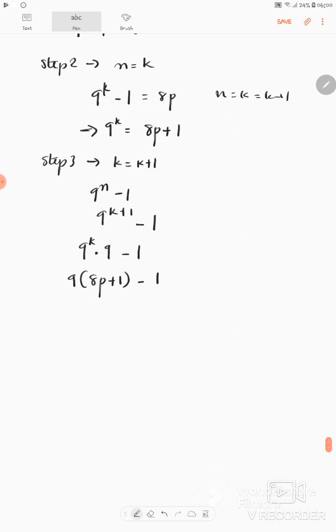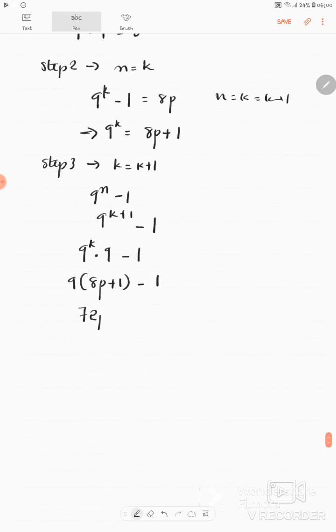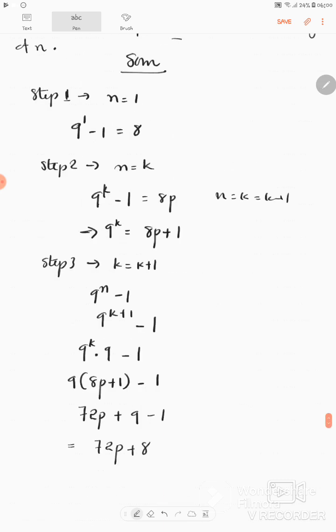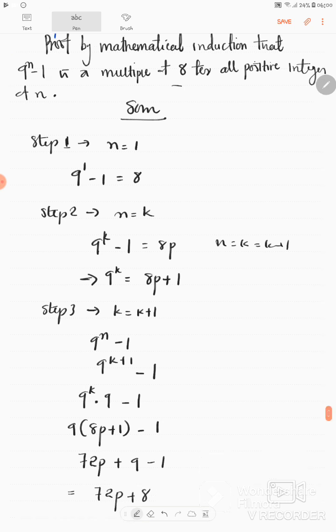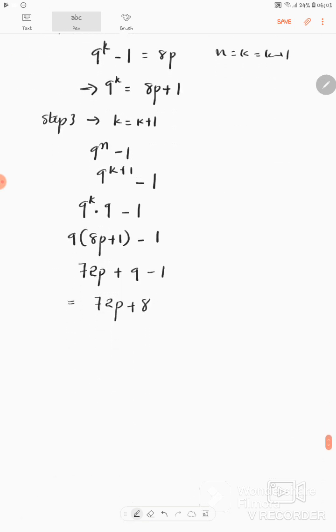That gives us what? 9 times 8p will give us 72p, plus 9 minus 1. That gives us what? Equals 72p plus 8. They said what? Prove by mathematical induction that 9 raised to power n minus 1 is a multiple of 8 for all positive integers n. Now it's a multiple of 8.